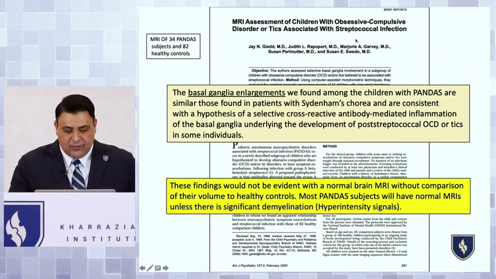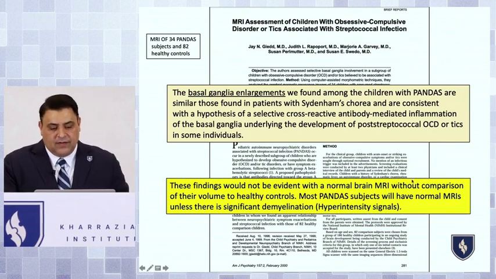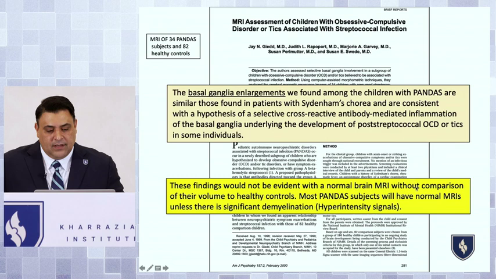So when they looked at MRI of children with OCD and tic disorders associated with streptococcal infection, they found some really interesting findings. So this was 34 PANDAS subjects and 82 healthy controls, comparing the two groups' brain structures here. So they found that the basal ganglia enlargements found among children with PANDAS are similar to those found with Sydenham's chorea, and are consistent with the hypothesis of a selective cross-reactive antibody-mediated inflammation of the basal ganglia underlying the development of post-streptococcal OCD or tics in some individuals. These findings would not be evident with normal brain MRI without comparison to the volumes of healthy controls. Most PANDAS subjects will have normal MRIs unless there's significant demyelination with 5% sensitive signals.